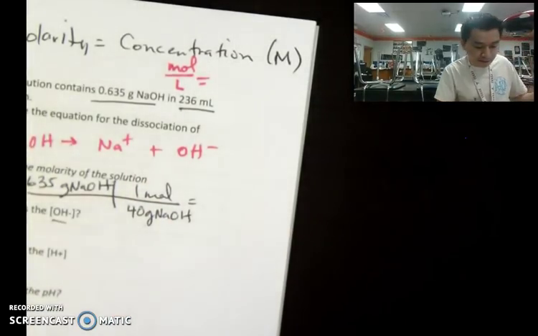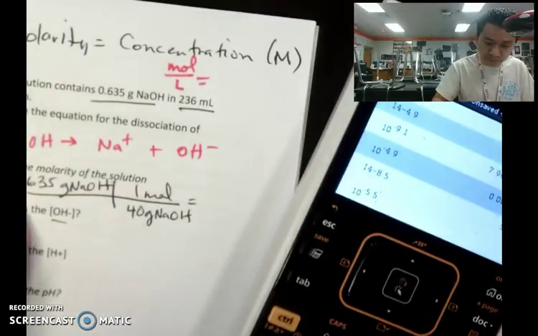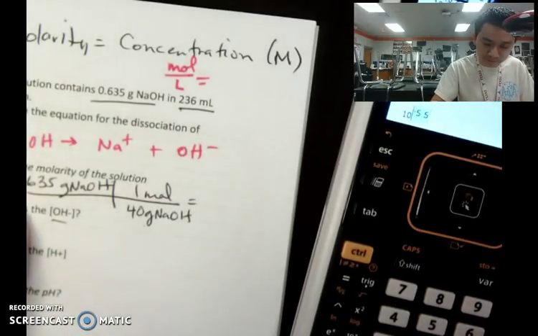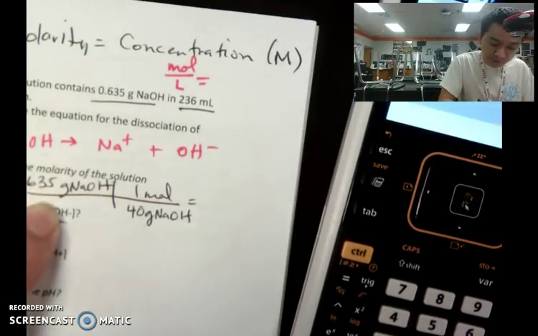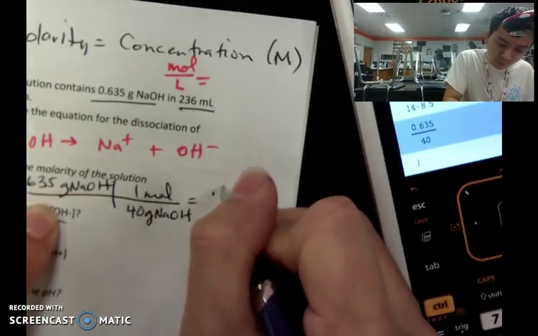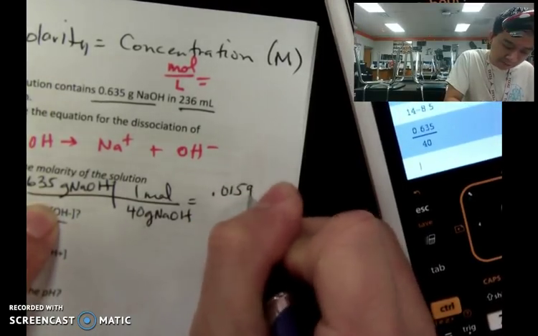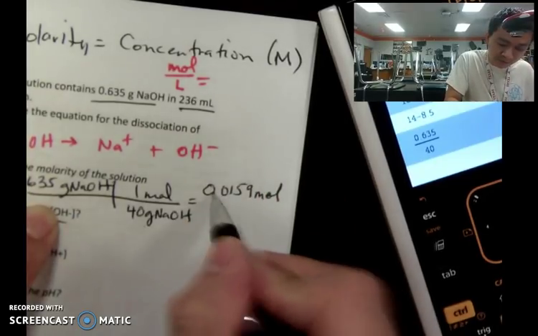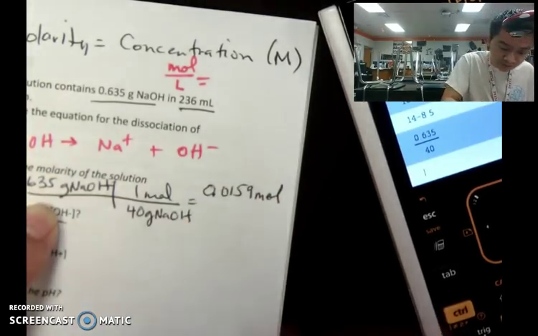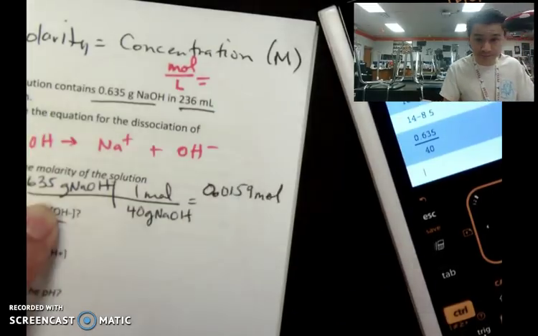Get a calculator here. 0.635 divided by 40, enter, so I get 0.0159 mole. Okay, I always keep 3 numbers that's not 0. See, that 1, 5, and 9, that's not 0. Because these are small numbers, you don't want to round too much.